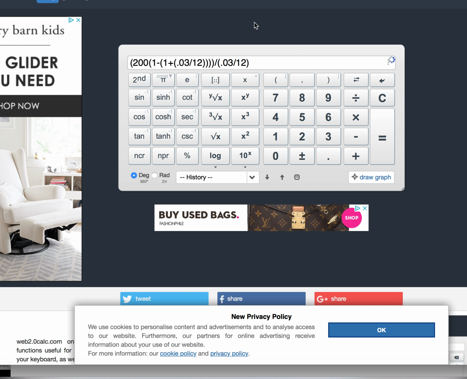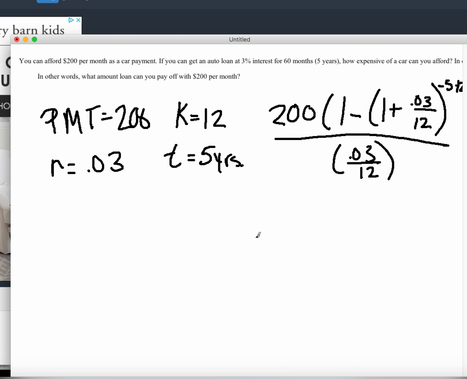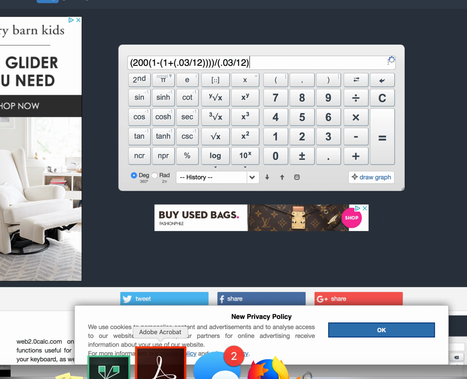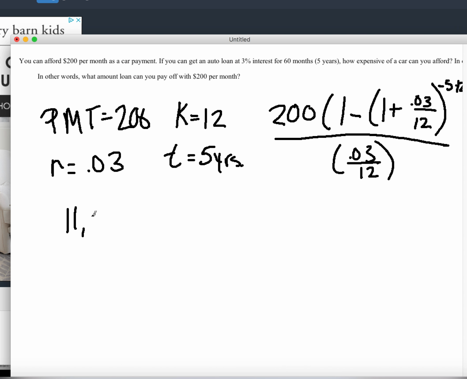Sometimes it'll give me a nice thing at the top, but apparently it's not wanting to do that today. It's doing a lot of thinking. All right, since it's still thinking, I'm going to let you know that should give you 11,120. It seems like my internet might be stuck. So this is what I get for my principal. This is the principal that I'm borrowing.